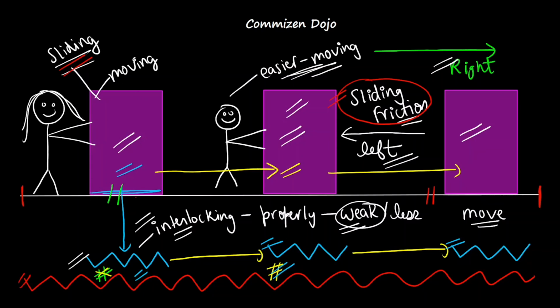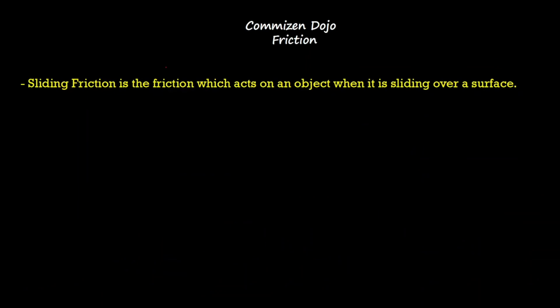Now that we know what sliding friction is, let's take a look at a more formal, bookish definition. Sliding friction is the friction which acts on an object when it is sliding over a surface. This is what sliding friction is. So today we learned what sliding friction is.